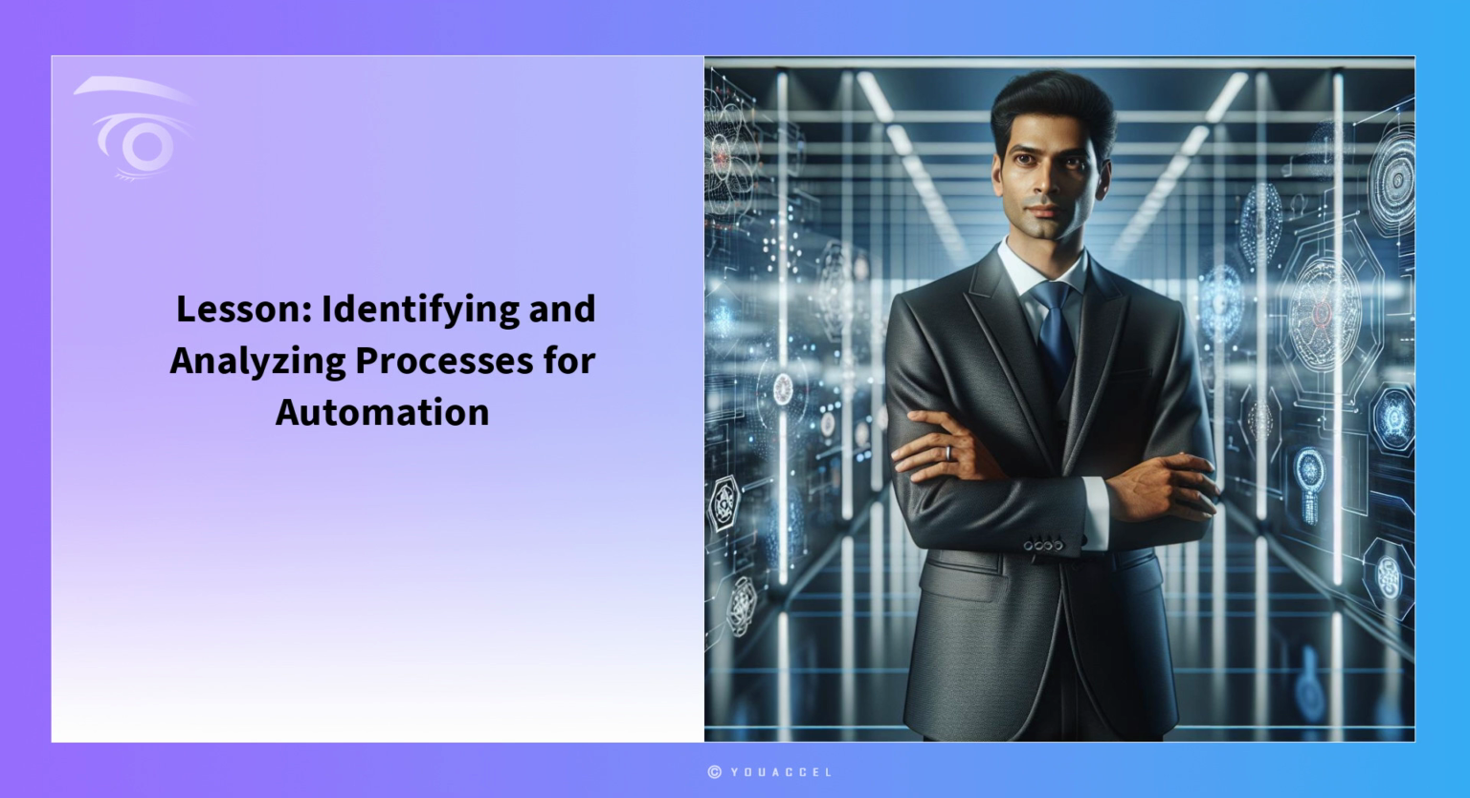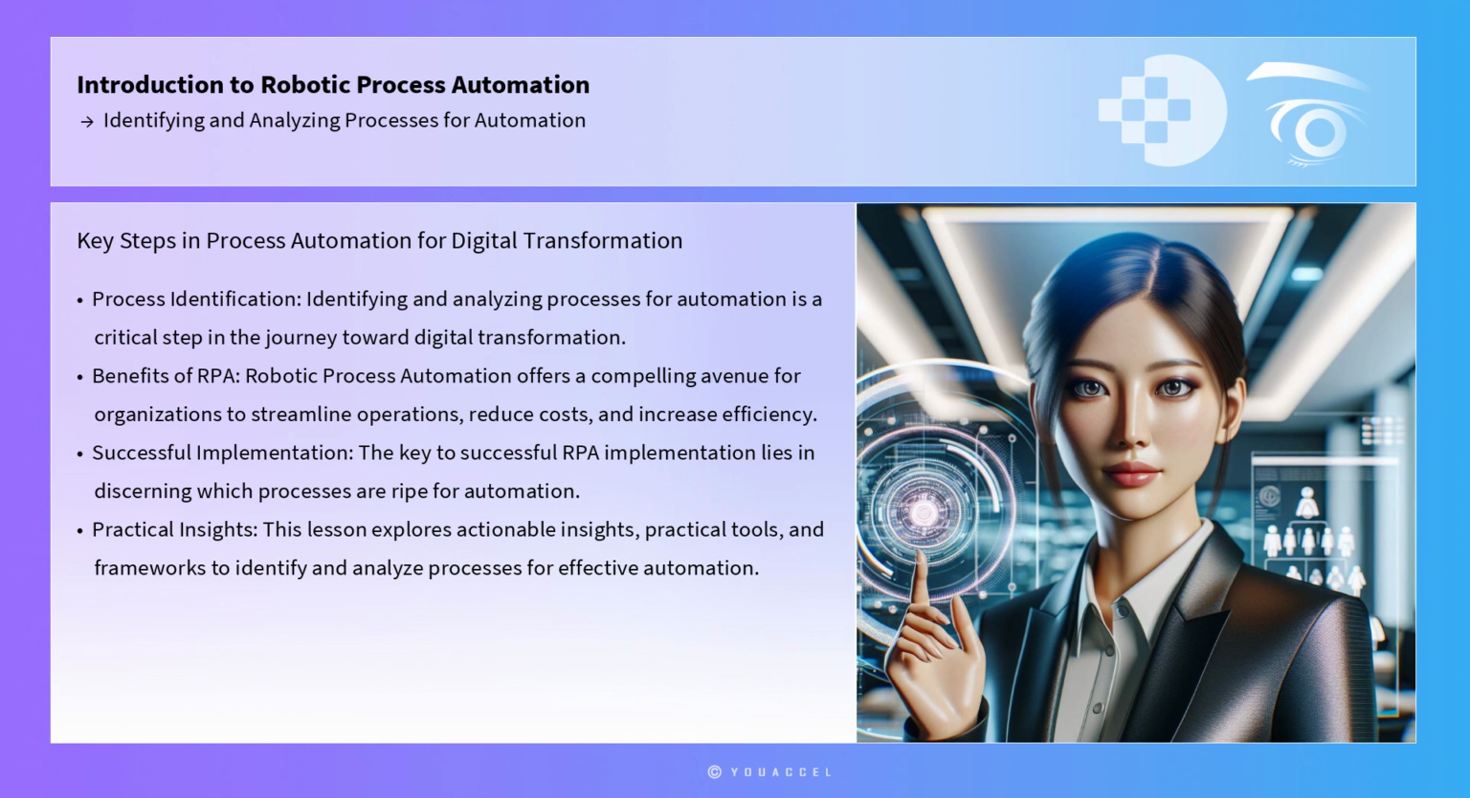Lesson: Identifying and analyzing processes for automation. Identifying and analyzing processes for automation is a critical step in the journey toward digital transformation. Robotic process automation offers a compelling avenue for organizations to streamline operations, reduce costs, and increase efficiency. However, the key to successful RPA implementation lies in discerning which processes are ripe for automation.